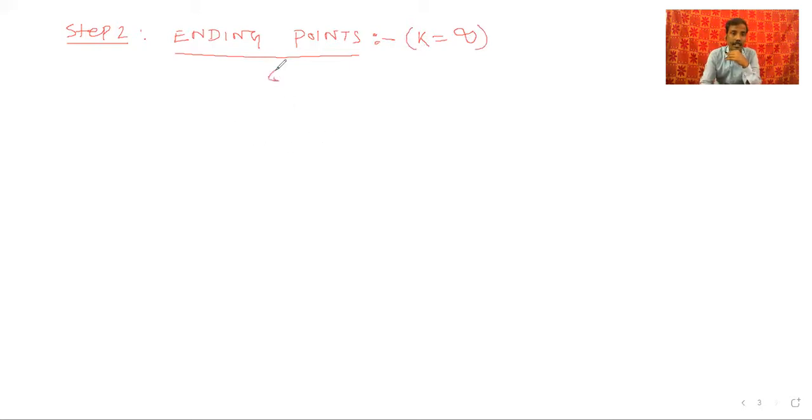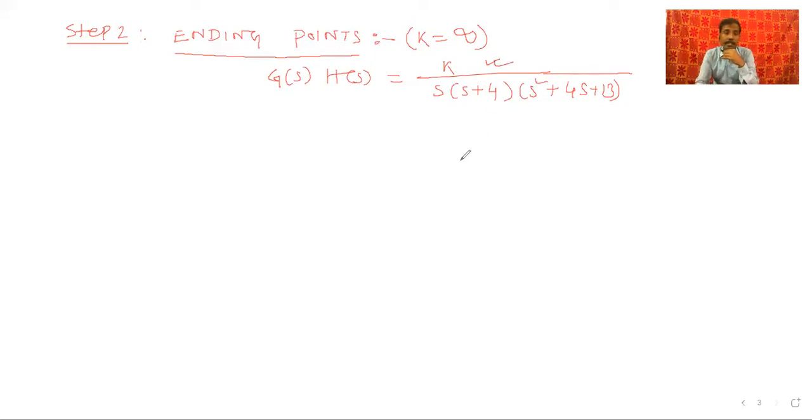In this case, the open loop transfer function G(s)H(s) = K / [s(s+4)(s² + 4s + 13)]. There are no open loop zeros, no numerator zeros. So there are no open loop zeros. That's why the root locus terminates at infinity. And then prove that. The characteristic equation equals to what? 1 + G(s)H(s) = 0.